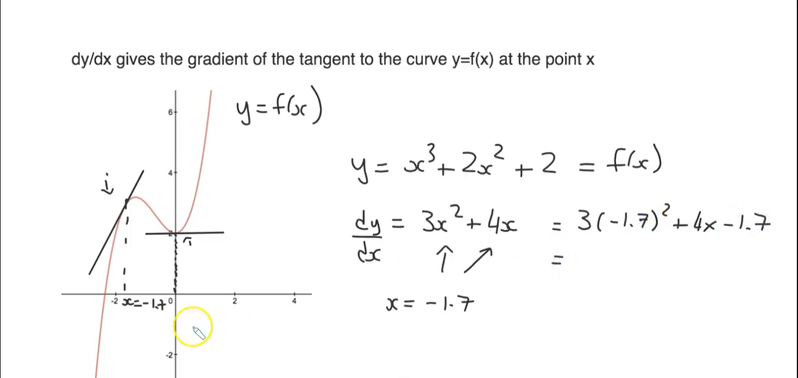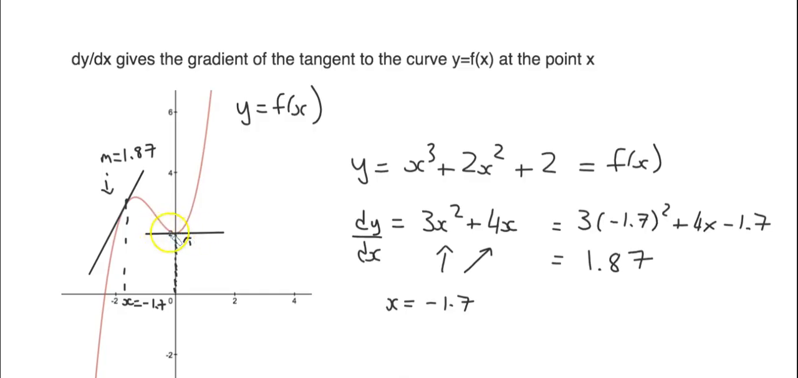So let's work that out. That is going to be 1.87. So that is the gradient of this line. And that makes sense because it looks like it's definitely a positive gradient. It looks approximately 1.87. That makes sense. So let's use m as the gradient here, 1.87.